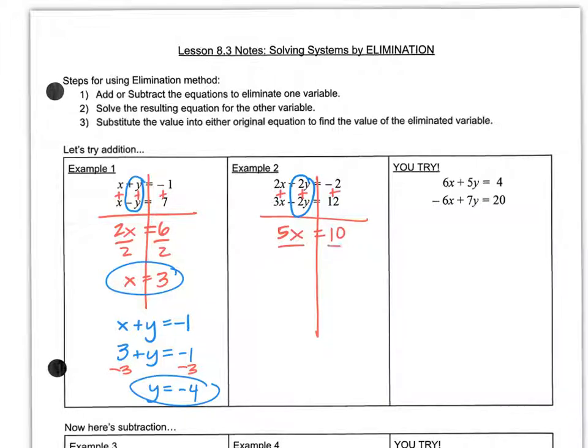Again, 1-step equation. I just divide by 5 because x is multiplying with 5. And x is 2. We still need to figure out what y is. Looking at both equations, one doesn't look easier than the other, so I'm just going to choose the first one. 2x plus 2y equals negative 2. And instead of x, I'm going to put a 2 there since x equals 2.